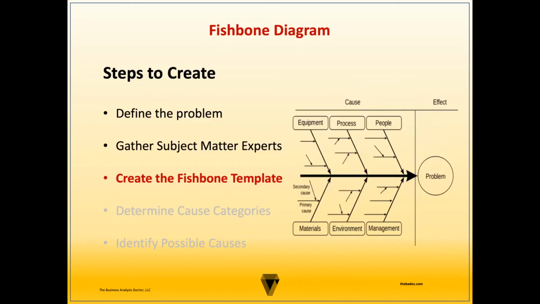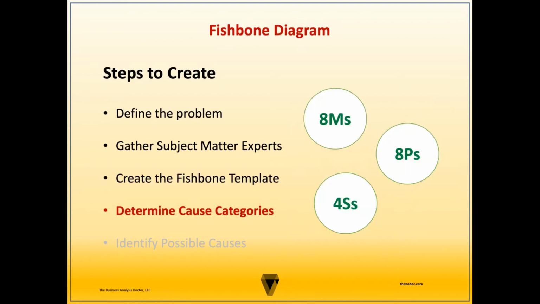problem in question. Then, you'll create the fishbone diagram template. Draw the outline on a large piece of paper, whiteboard, or a diagramming tool. The template should include a problem node, several cause categories, and lines for subcauses. It should resemble the spine and scales of a fishbone, hence the name. Now you'll need to determine the cause categories.